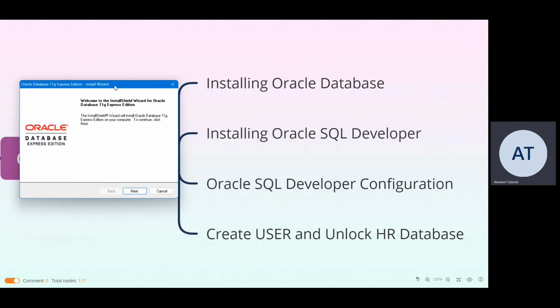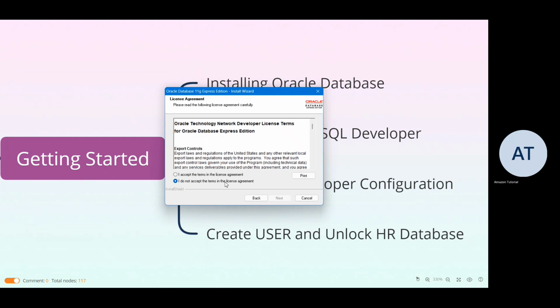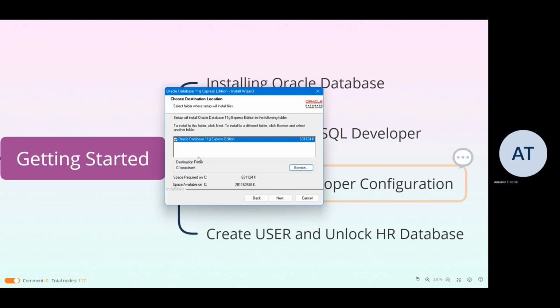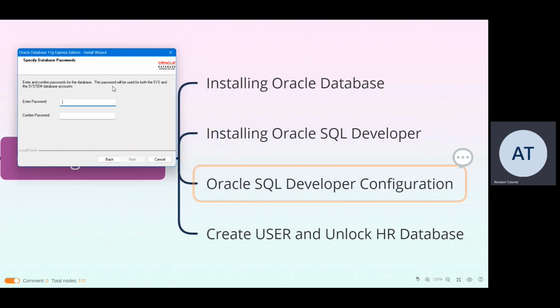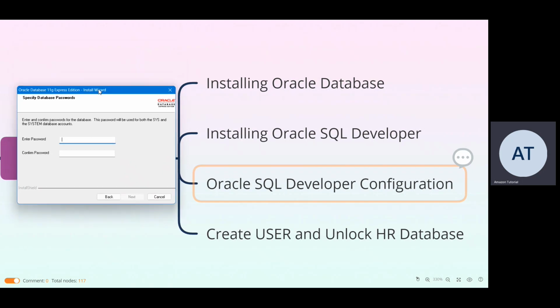Now you can click next, accept. Choose the location. Let it be as it is. Then click next. Here you have to provide the password. One thing you have to notice here is: enter and confirm password for database. This password will be used for both the sys and system database accounts. So make sure that you remember this password because it is required in the future to configure the database. Okay, so I'll provide the password.